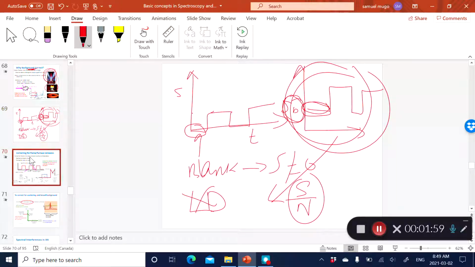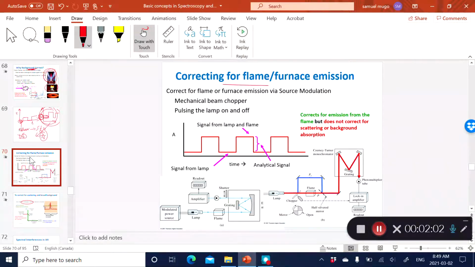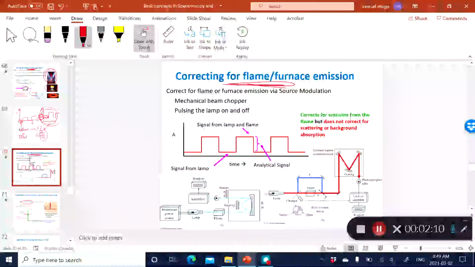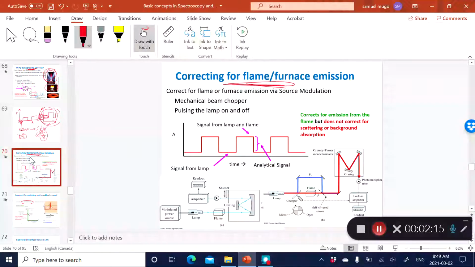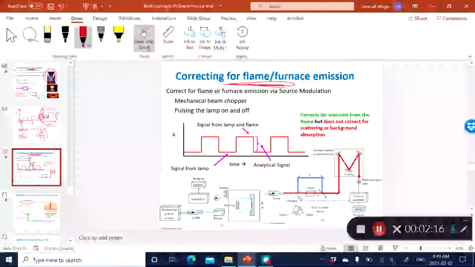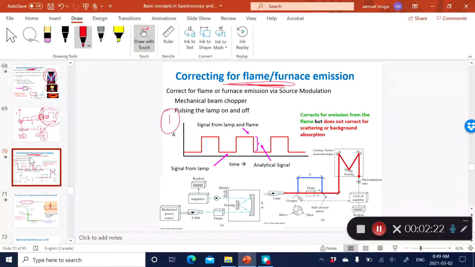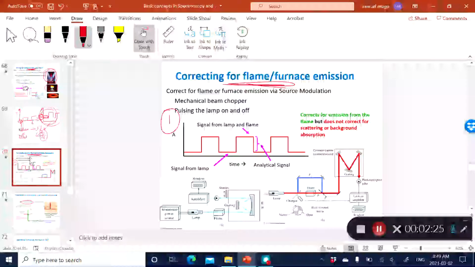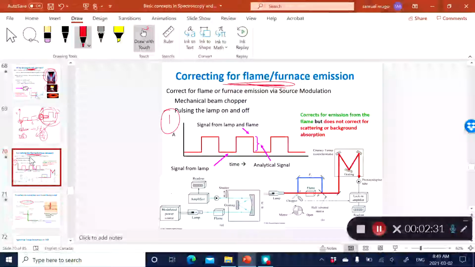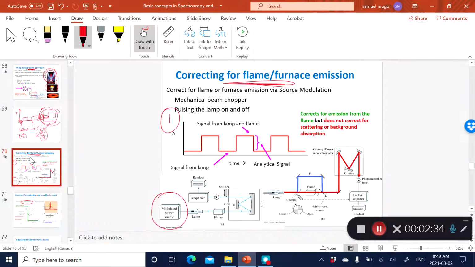So as an instrument manufacturer, you really need a way to correct for background in your instrument. Now, we're going to discuss different ways of doing background correction when you're doing atomic spectroscopy. One very common way of correcting for background related to the flame, for example, is by simply modulating your light source. Remember that is a hollow cathode lamp in the case of AAS, which is the most common.